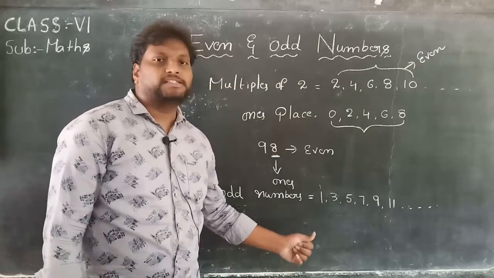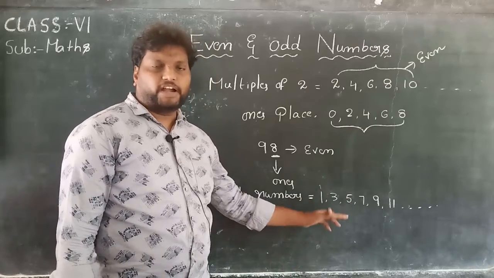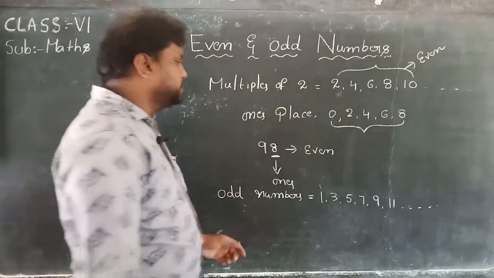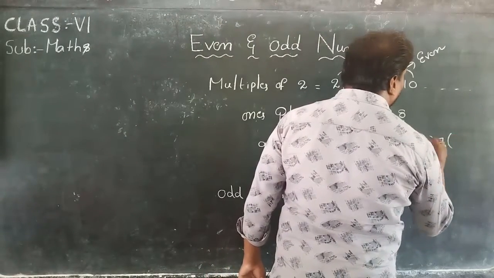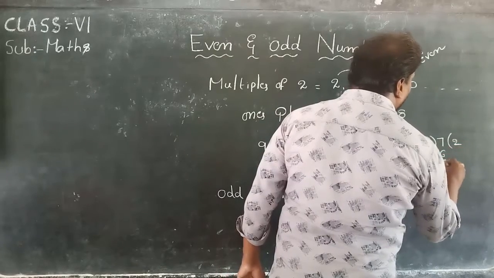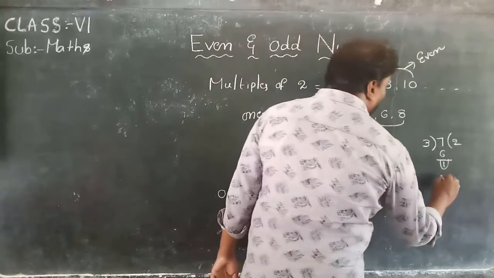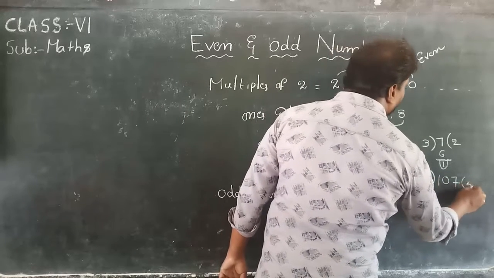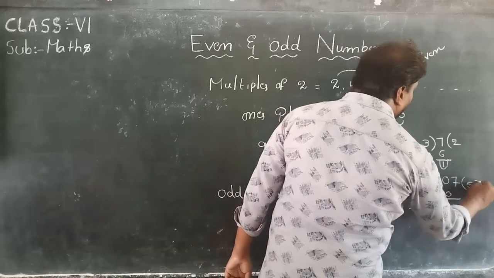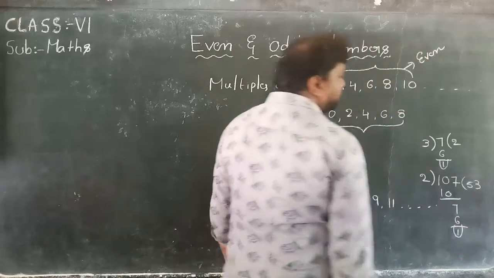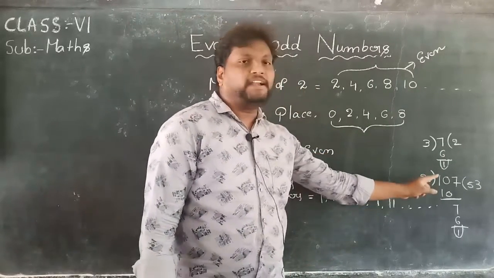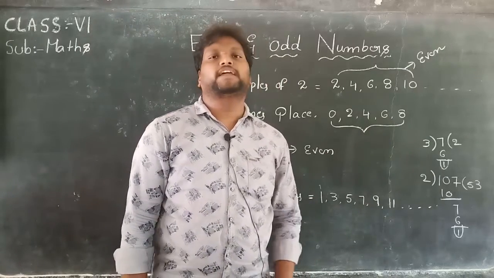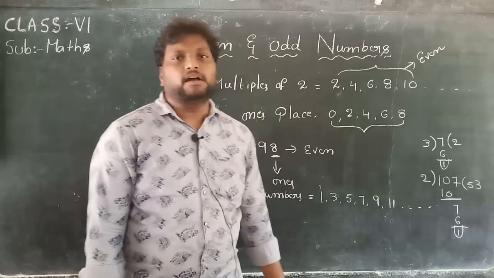In odd numbers, take any number and divide it by 2. For example, 3 divided by 2 gives remainder 1. Let me check with 7: 3 twos are 6, remainder 1. Like that, 107: 2 fives are 10, next 7, 2 threes are 6, remainder 1. So any number which gives remainder 1 when divided by 2 is called an odd number.